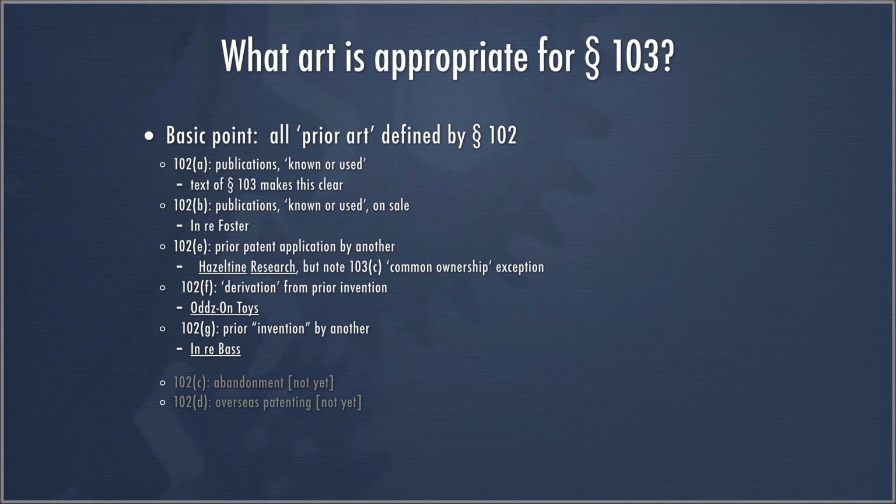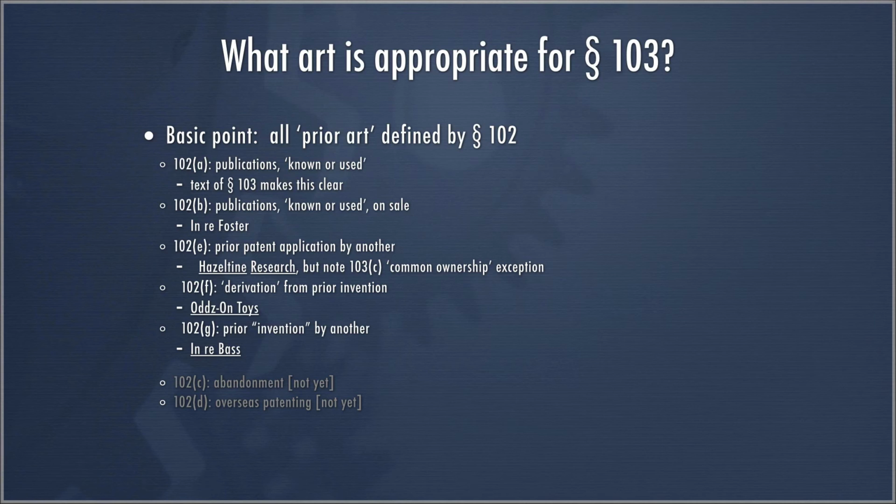So the first thing to get straight here is, what prior art is appropriate for Section 103? And the basic point here is that all prior art is defined by Section 102, right? So Section 102 is sort of the gateway section. It defines what prior art is, and then Section 103 in the obviousness context deals with how to apply the prior art, right?